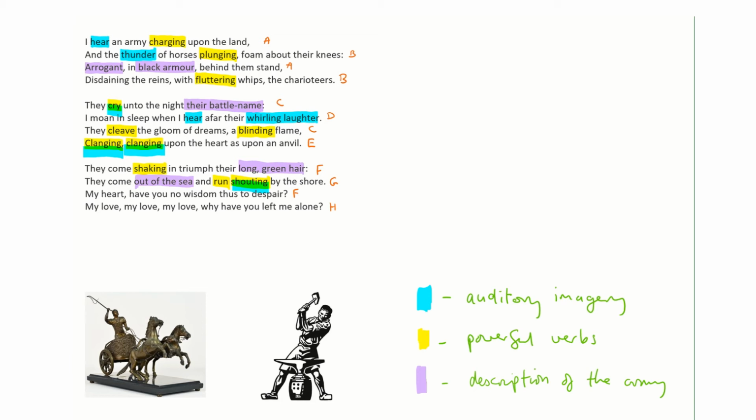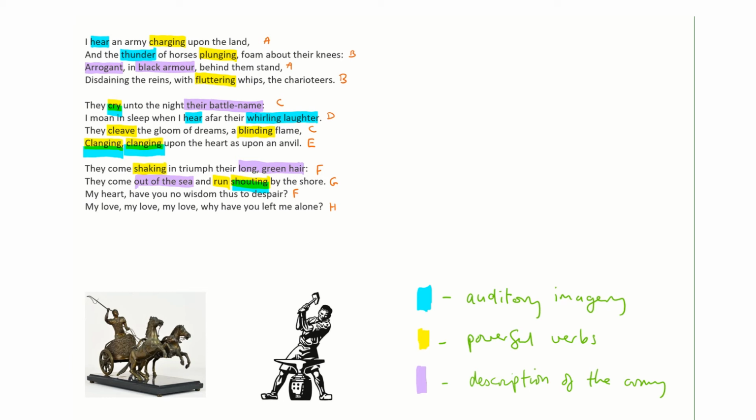"They come shaking in triumph, their long green hair. They come out of the sea and run shouting by the shore." So again, quite a lot of interesting things to look at here. Firstly, we've got that, again, powerful verb of them shaking in triumph. Are they perhaps a little bit deranged? Are they so confident in their victory that they're so excited by it that they're almost shaking with the anticipation of their victory, of defeating this poor person who's seeing them in his nightmare?